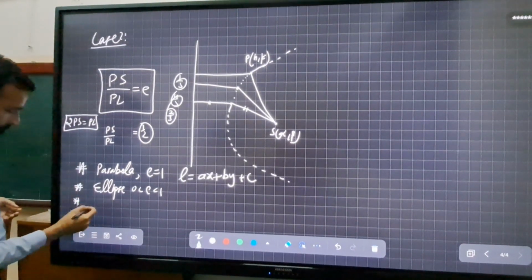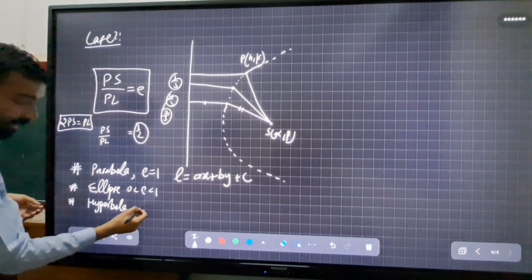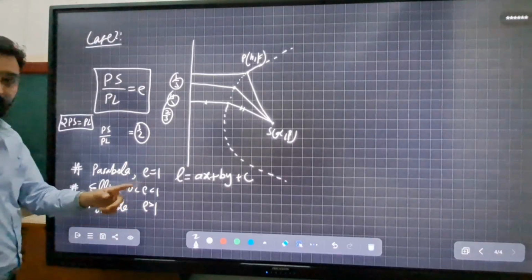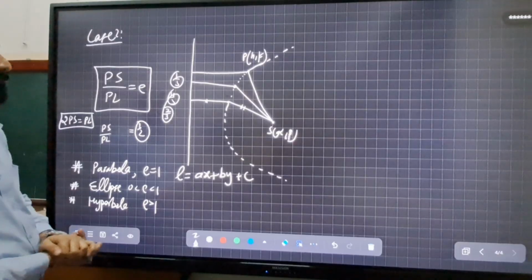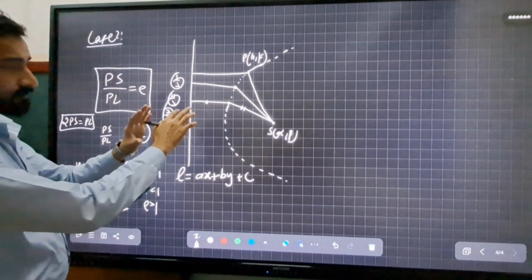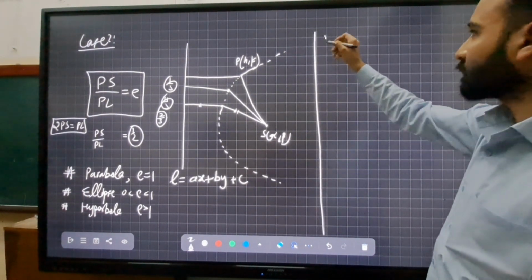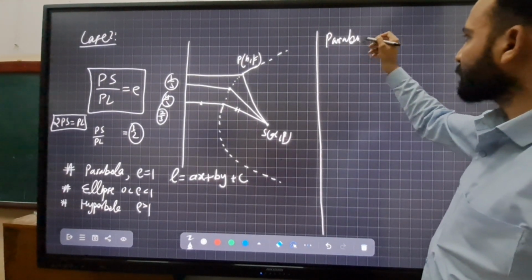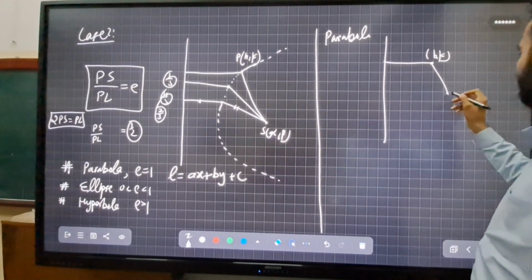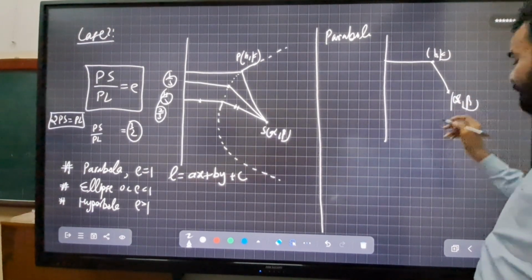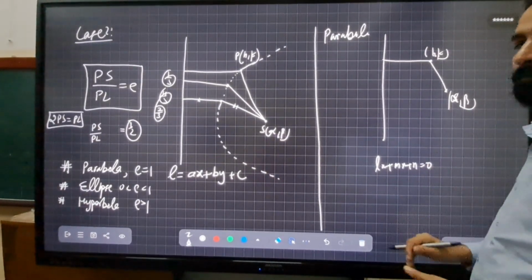Now the next case, hyperbola. For hyperbola, eccentricity will be greater than 1. So if we solve this condition PS by PL, suppose I am solving for parabola. There is a directrix, there is a point h, k, there is a fixed point alpha, beta, and the line is fixed, that is given. We can say the line is given as lx plus my plus n equals 0.